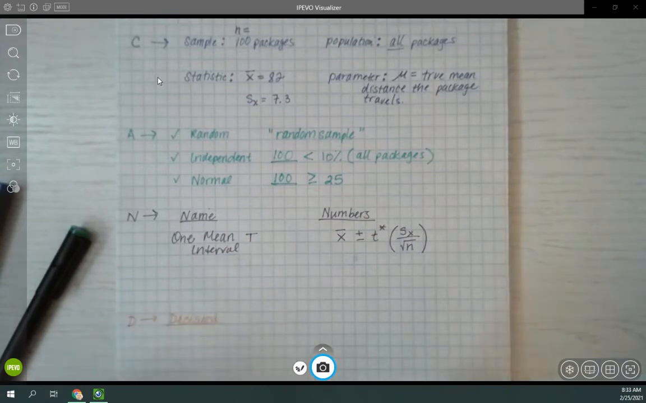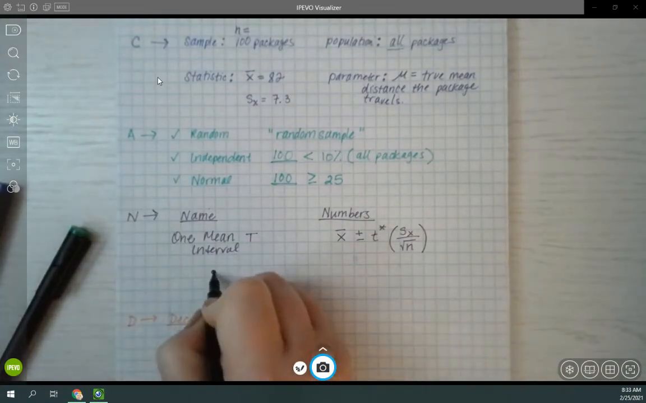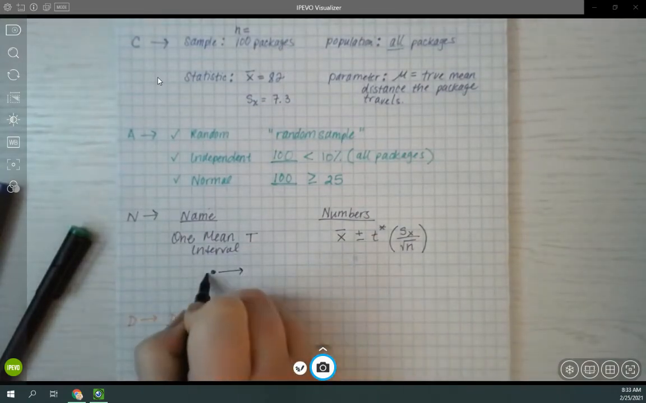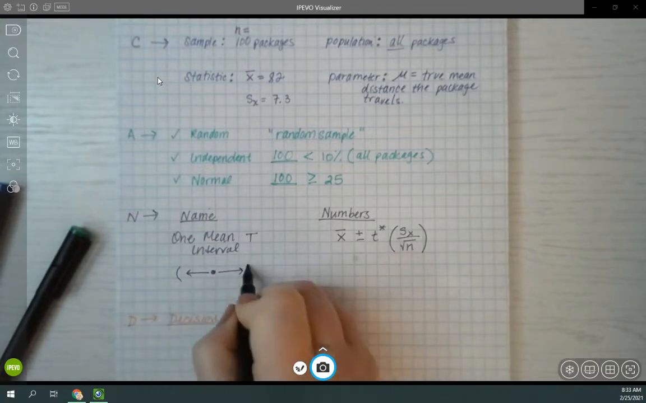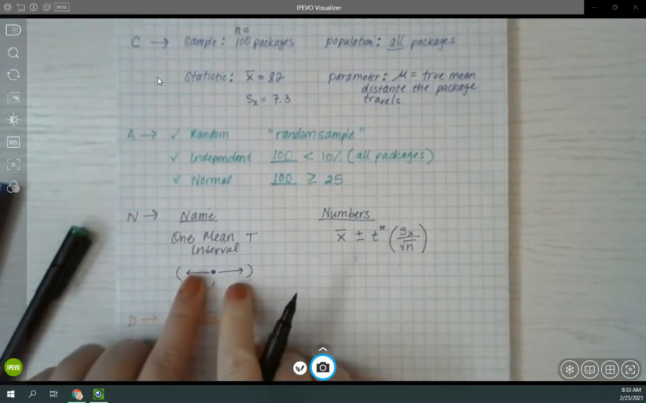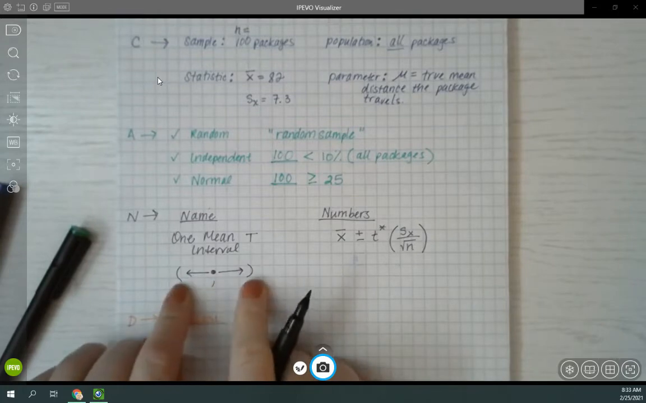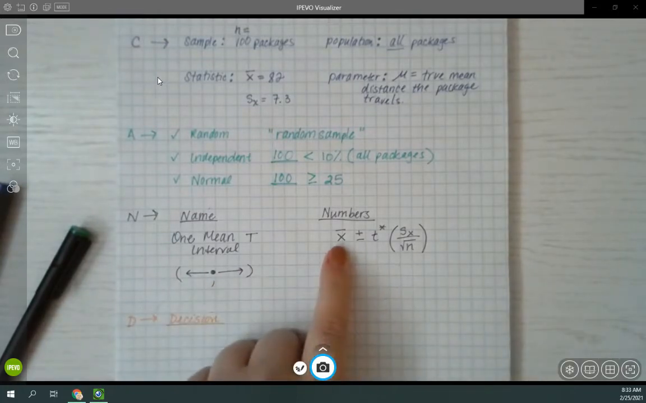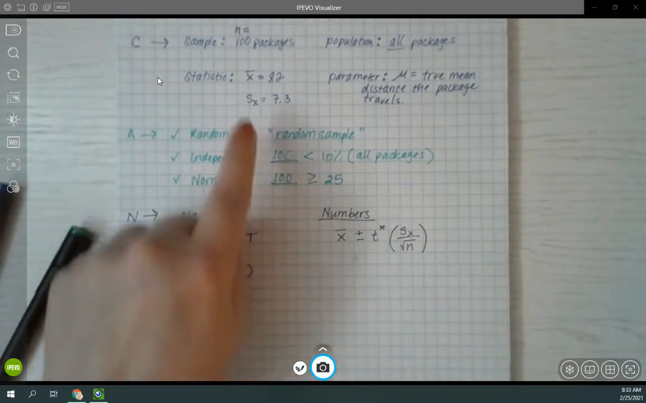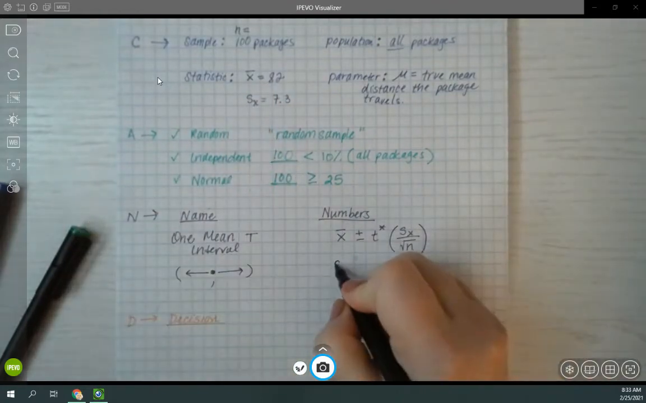Remember, we're doing an interval, which means we're taking our guessing point and we got to go a little bit to the right and a little bit to the left to figure out what those two numbers are that is going to be my estimating. So that point estimate, that number in the middle is that X bar, 82.